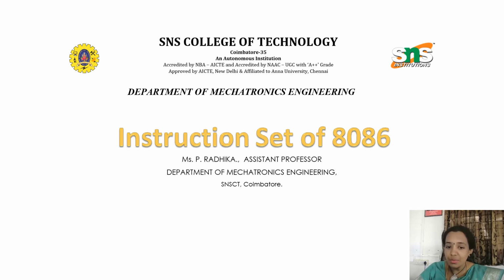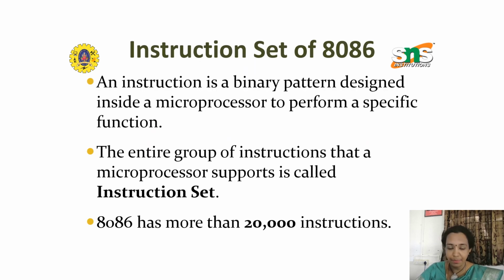Hello all. In this video, we learn about the instruction set of the 8086 microprocessor. The instruction set of the 8086 microprocessor consists of many instructions. An instruction is nothing but a code or a binary pattern designed in a microprocessor to perform a specific task. It is like programming the 8086 microprocessor. We write the instructions or codes and, based on them, we get the output.